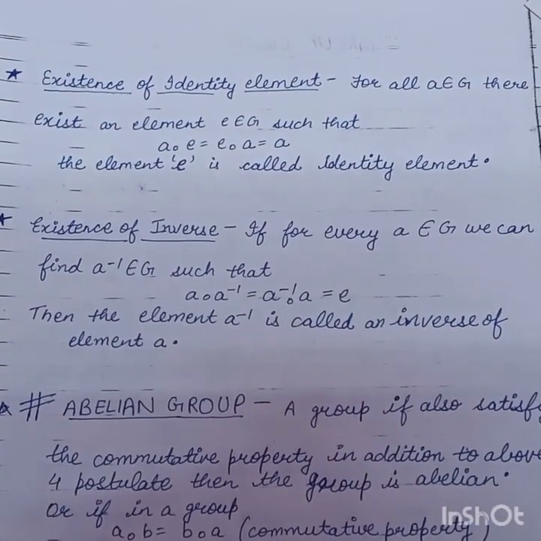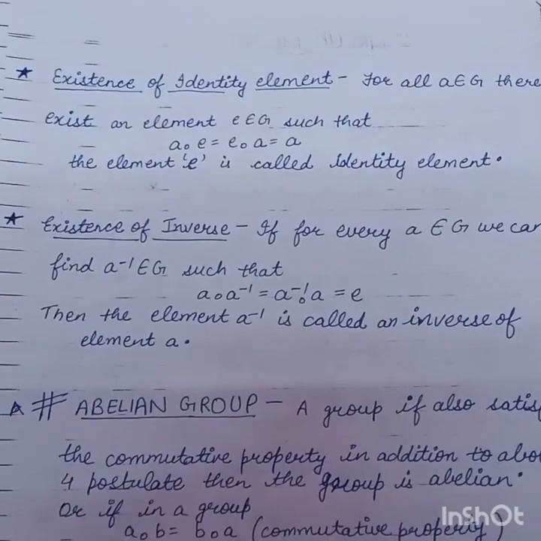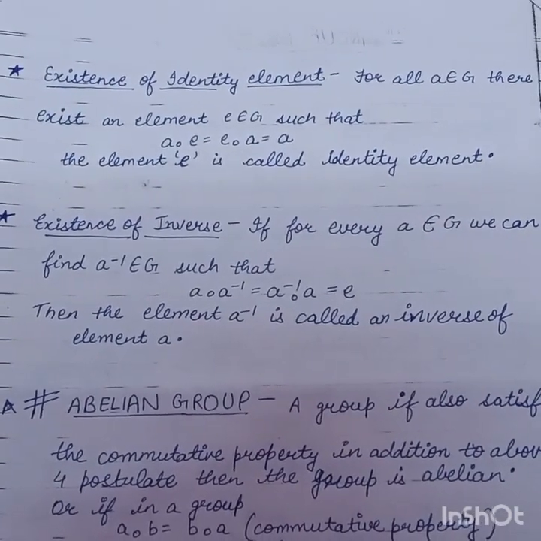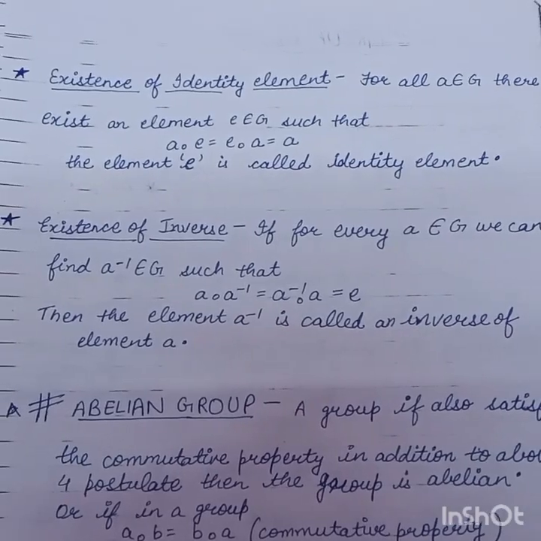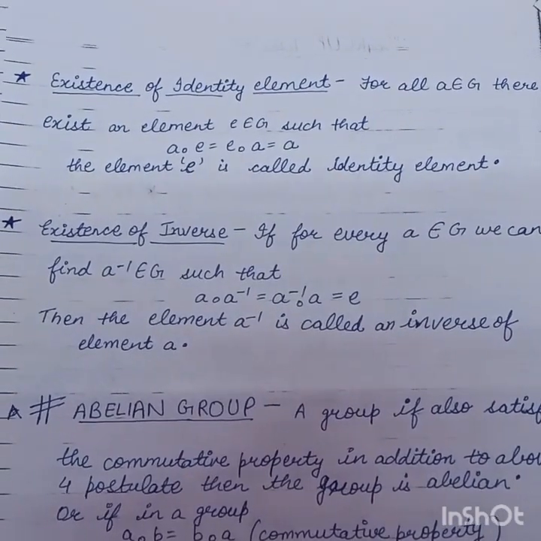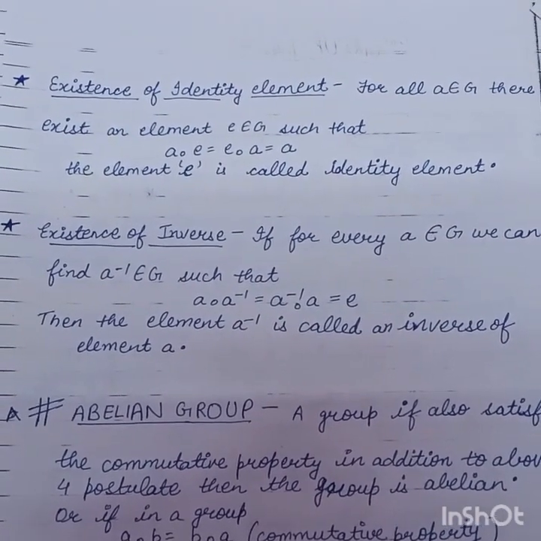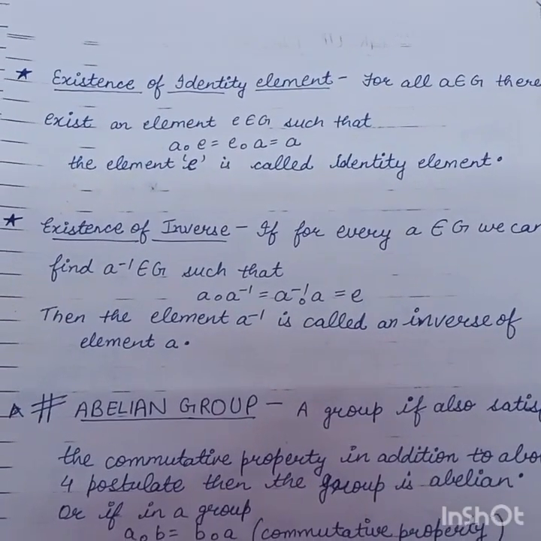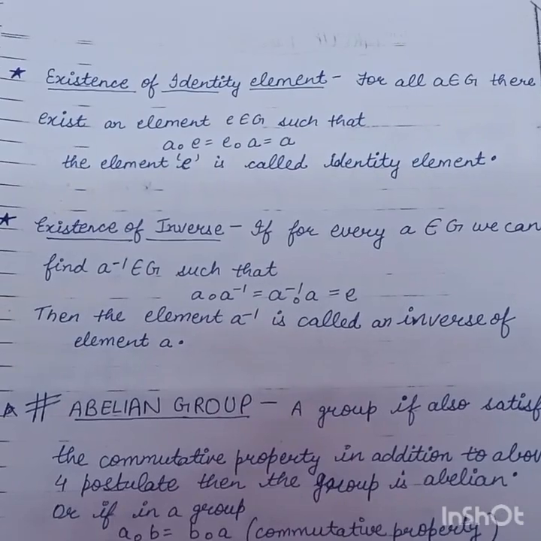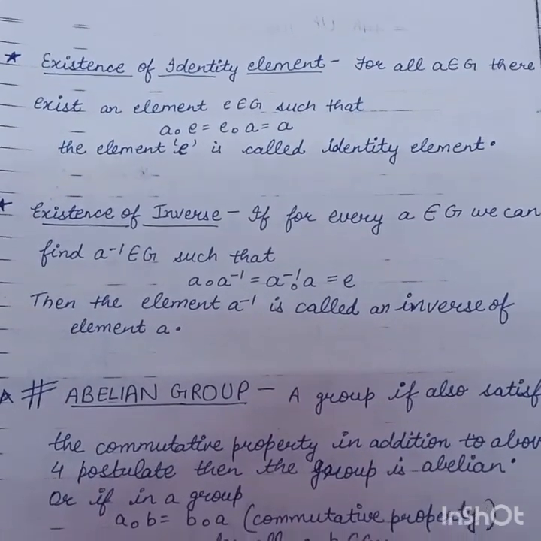The next postulate which has to be followed is the existence of an identity element. It means that for every a belonging to G, we must have an element e belonging to G such that a dot e is equal to e dot a, which is equal to a. Here the element e is called the identity element.